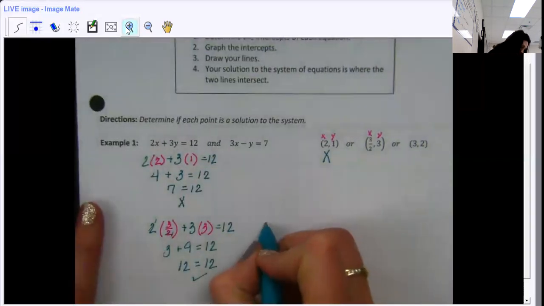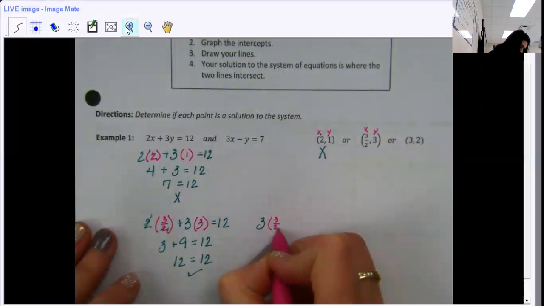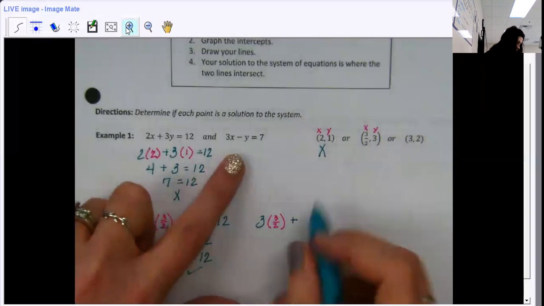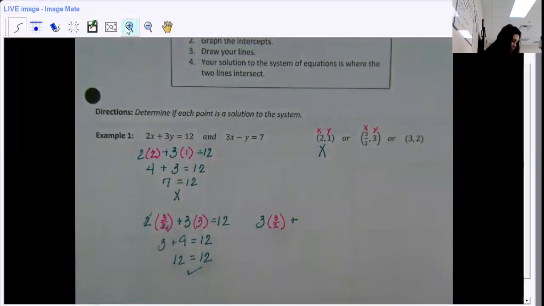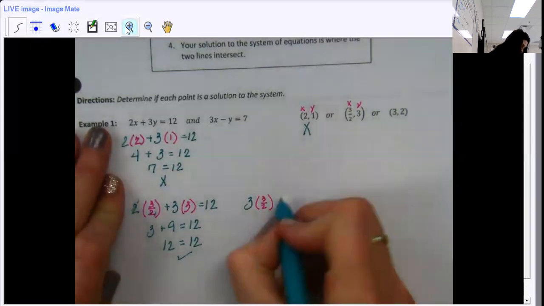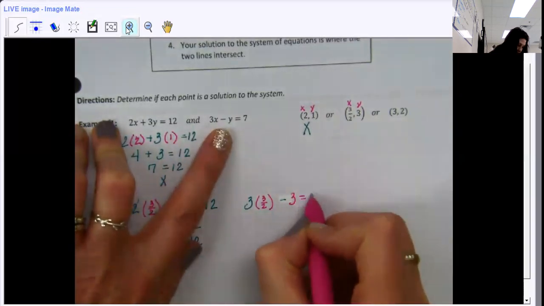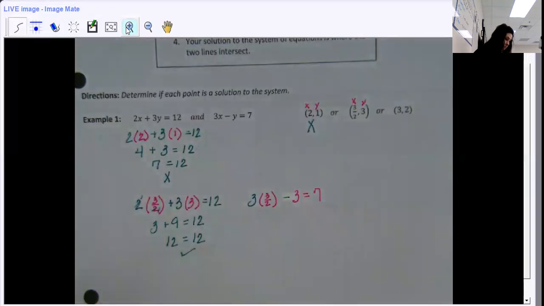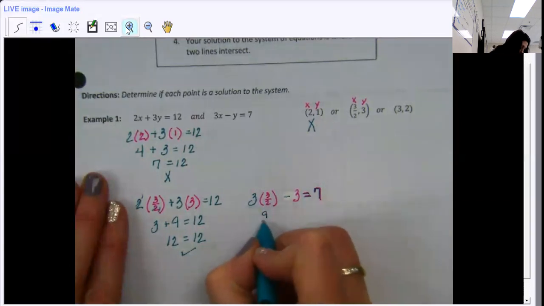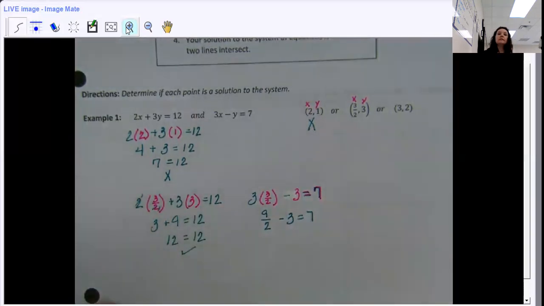So I take 3 times my x, which is 3/2, plus, oh, yes, actually it's minus, sorry about that. Minus my y, which is 3. And we're going to see if that equals 7. So 3 times 3/2 is 9/2. Okay, I can kind of already tell that this is not going to work.